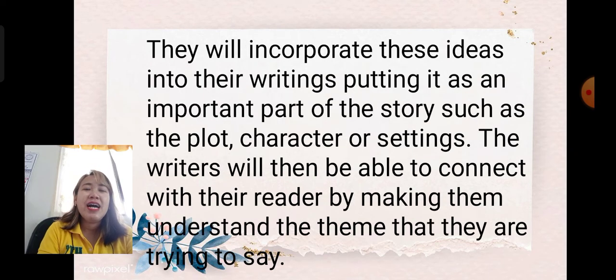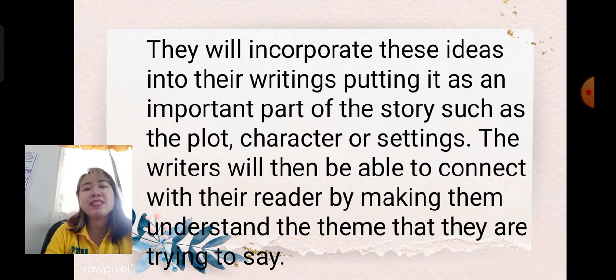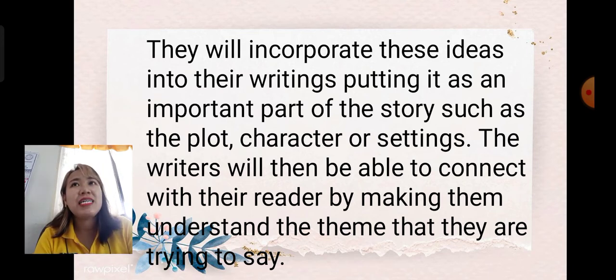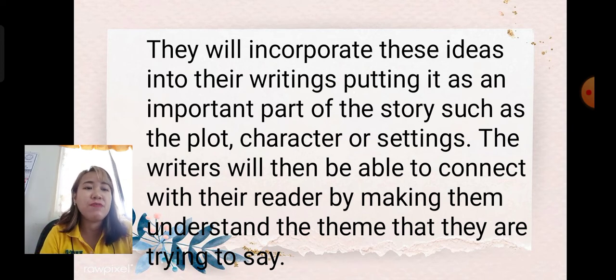Okay? They will incorporate these ideas into their writings, putting it as an important part of the story, such as the plot, character, or settings. The writers will then be able to connect with their reader by making them understand the theme that they are trying to say. Yon. So, napakahalaga ng elements of the story. So, wag niyong kakalimutan yan when you are reading short stories or novel or kung ano man, always remember the elements of the story.